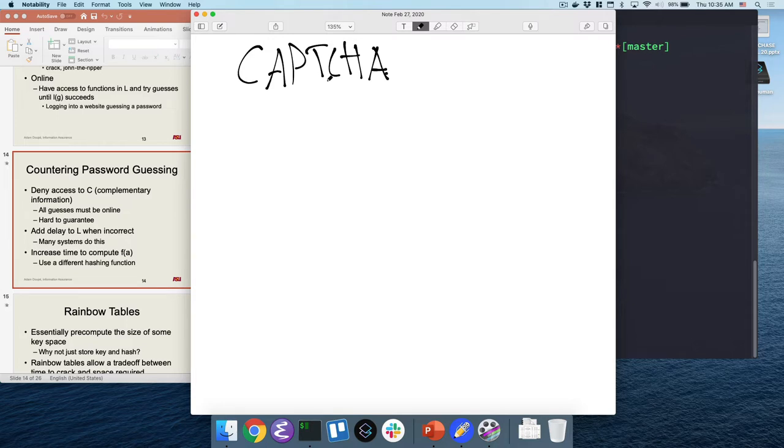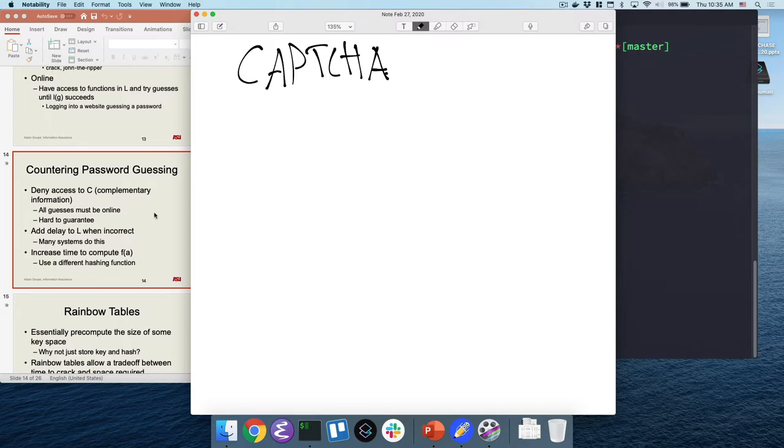So what's a CAPTCHA? Completely Automated Public Turing test to tell Computers and Humans Apart. Wow, okay. I feel like I misspelled that. Is that spelled wrong? Okay, I don't think I'll ever remember that. But there is an acronym and it has to do with the Turing test.